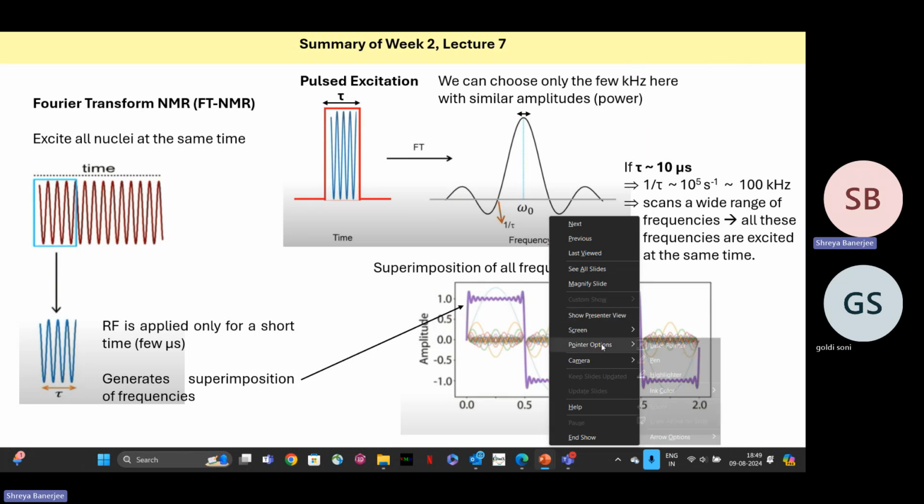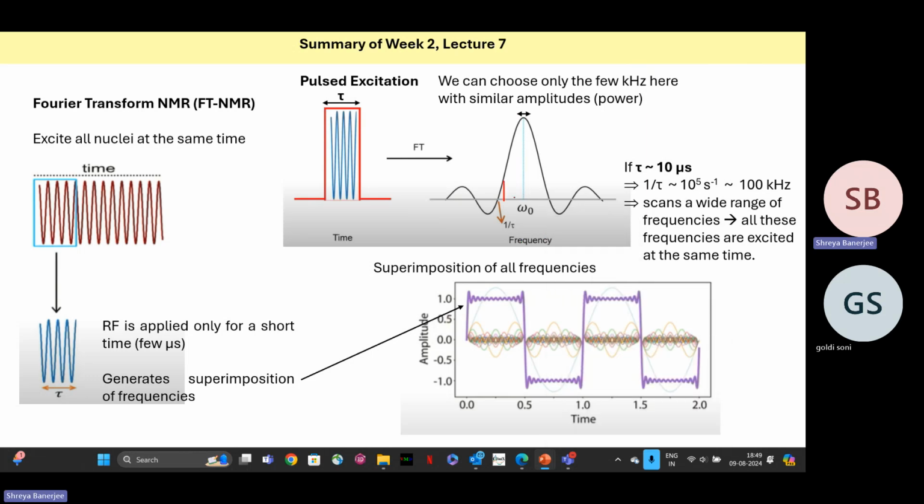So you can see that all these frequencies are being supplied to the system. So we are exciting several nuclei at the same time. And suppose we restrict the system to a small frequency range, so that suppose we choose only this area which I've shown by this arrow. Within this small arrow, the amplitudes are more or less equal. So all the nuclei will be excited with the same amount of energy.